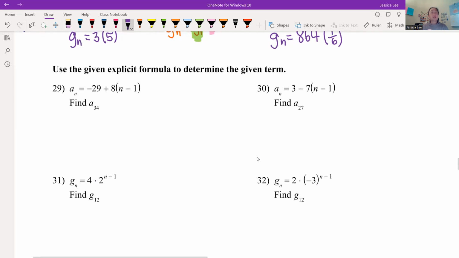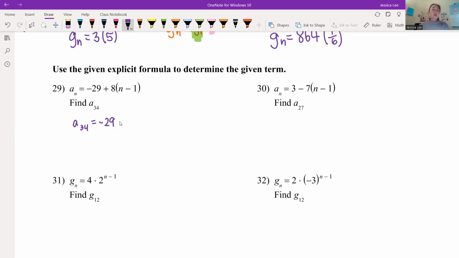Now we're going to use these explicit formulas to actually figure out some terms. So what if we wanted the 34th term? How do we know it's 34? Because it says that little 34. N means the term, right? So we're going to go with 34. I'm going to just plug in, just like how we did with evaluating functions, right? This is the same idea. So A34 is equal to, copy everything down, except when we get to N, we're going to plug in 34.